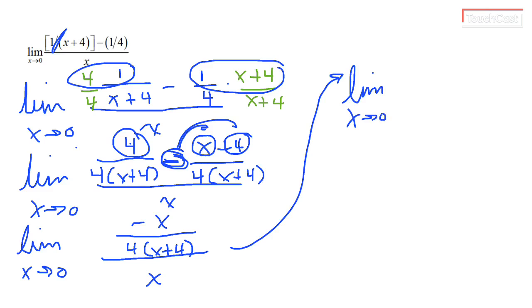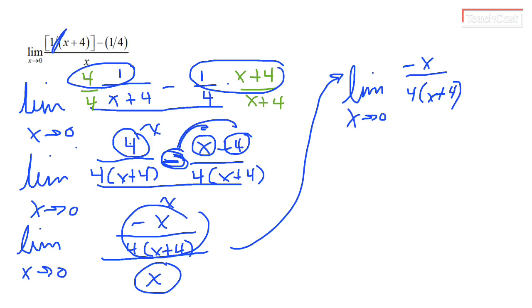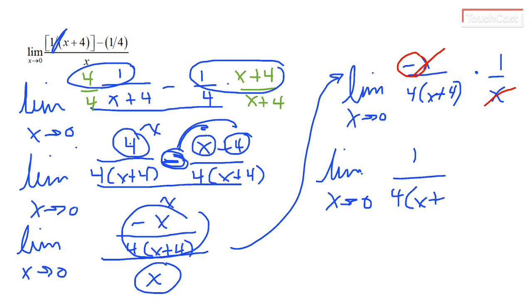But recall that if I want to divide a fraction by something, I can multiply by the reciprocal instead. So I'm going to think of this as negative x over 4 times x plus 4. And instead of dividing by x, I'm going to multiply by 1 over x. I'm going to notice that this x and this x will cancel. Don't forget that they left behind a negative. So now I'm getting really close. I have the limit as x goes to 0 of negative 1 times 1 is 1 over 4 times x plus 4.